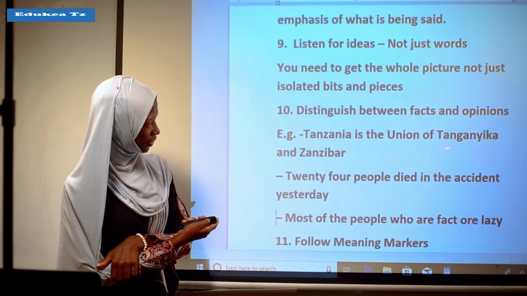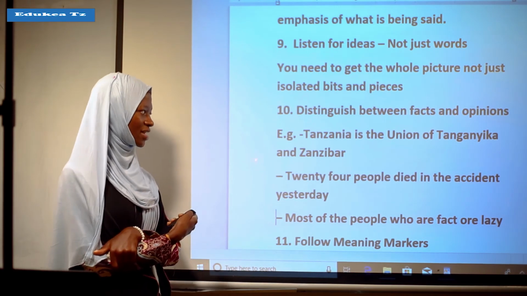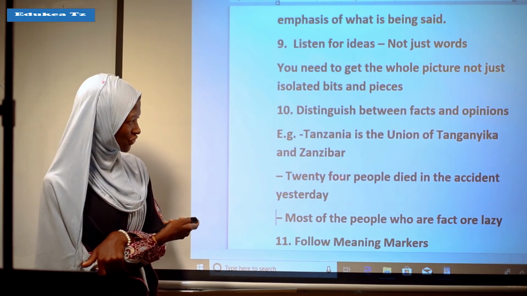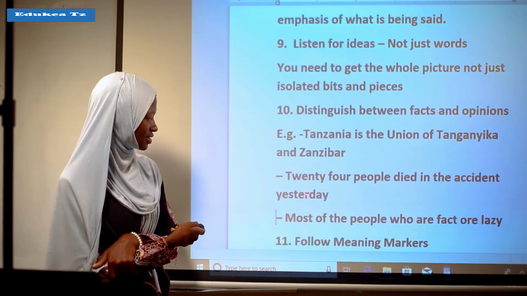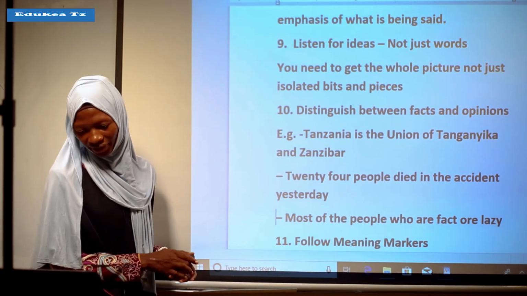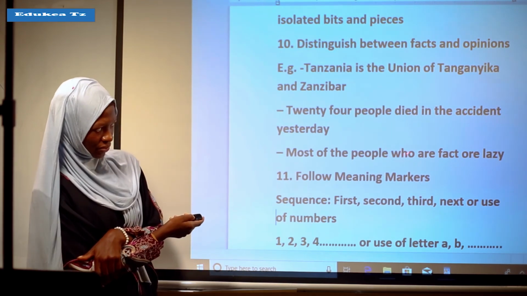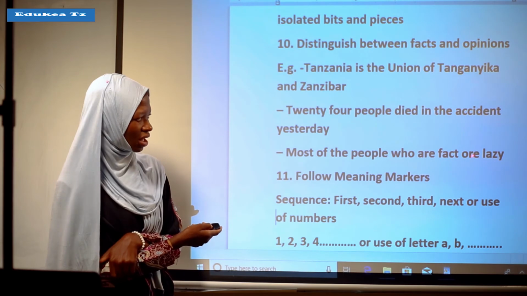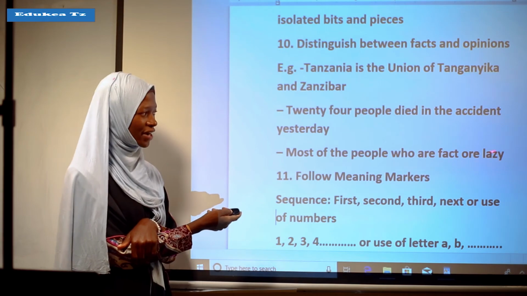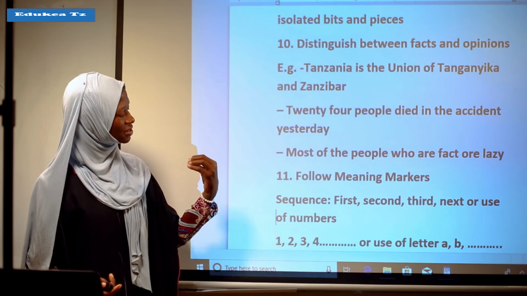Tanzania is the union of Tanganyika and Zanzibar. This is a fact. 24 people died in an accident yesterday. Also, this is a fact. But now let's see the next sentence. Most of the people who are poor are lazy. This is an opinion. Why do I say this is a fact, and this is an opinion?